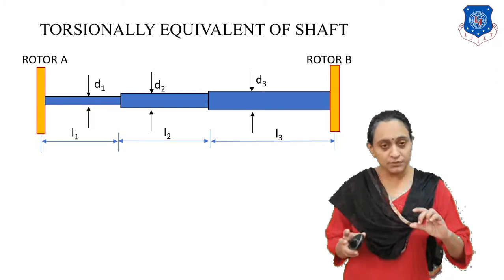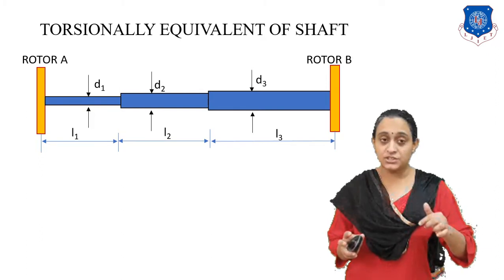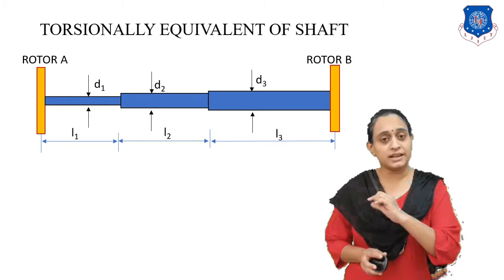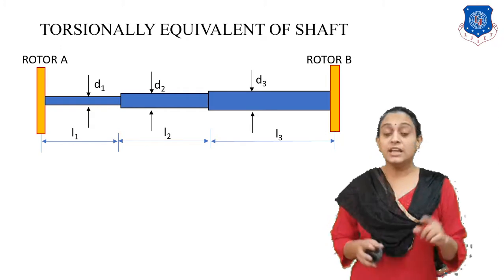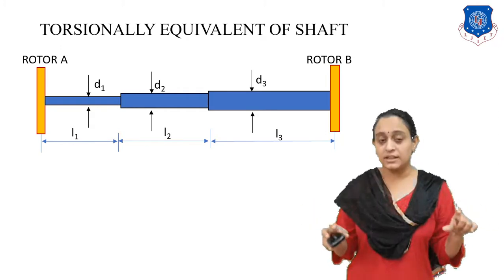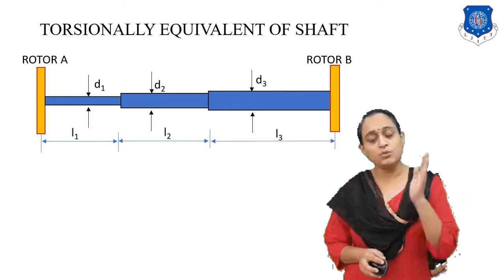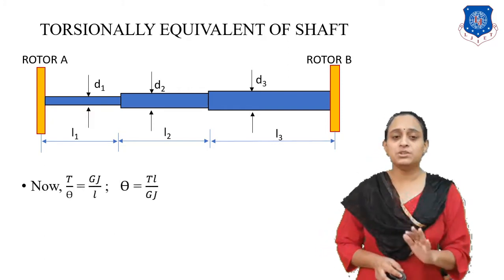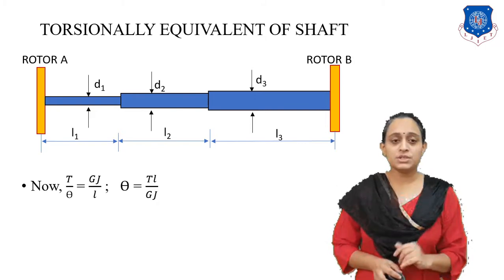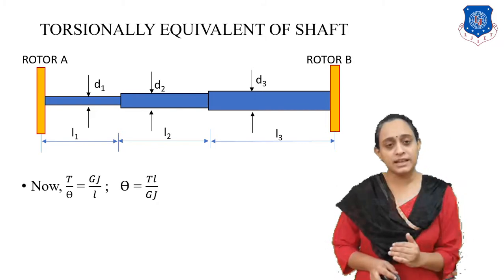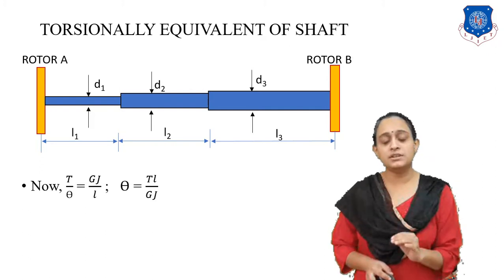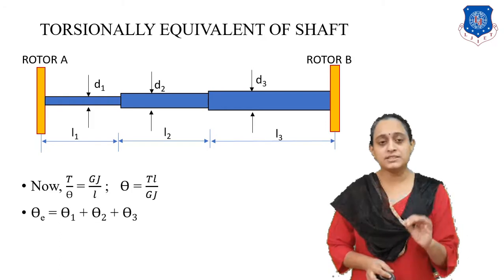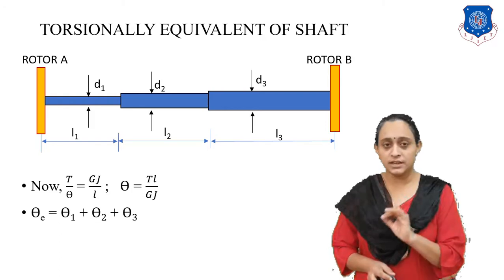It means the first portion of the shaft will turn at angle theta 1, the second portion will turn at theta 2 and the third will turn at theta 3. Hence, if we want to find out the total angle, we need to take the sum of all three angles. Now, first of all, find out the value of theta. So, what is the equation? T by theta is equal to GJ by L. It means theta is equal to TL upon GJ. Now, let us solve this equation. Theta equivalent is equal to theta 1 plus theta 2 plus theta 3.